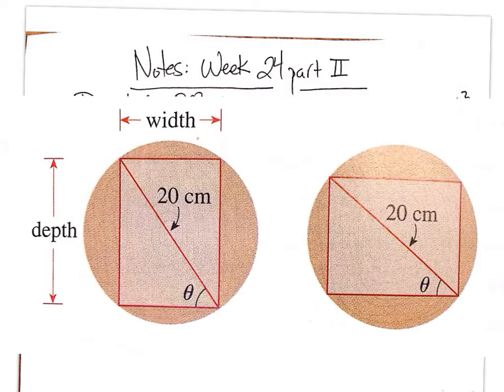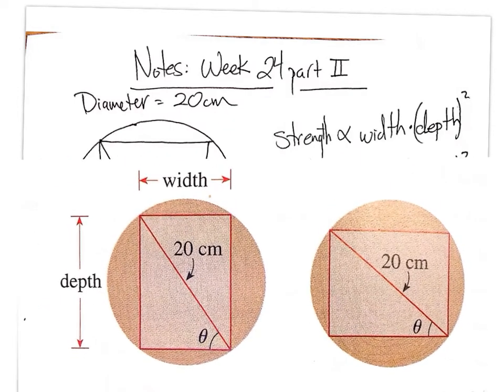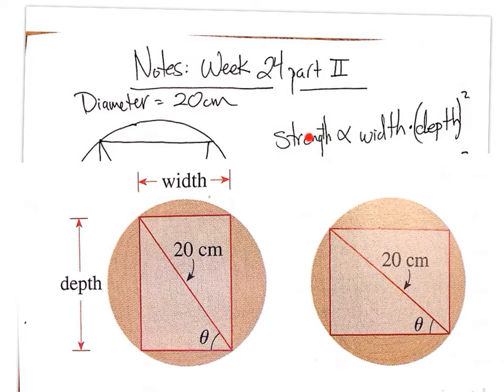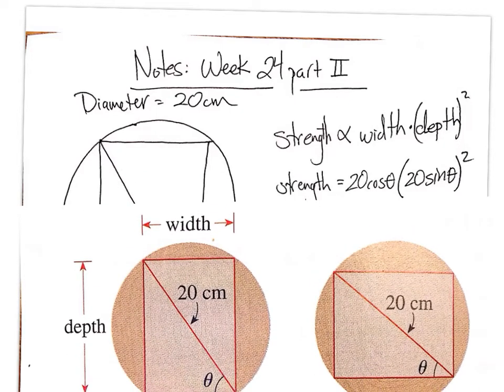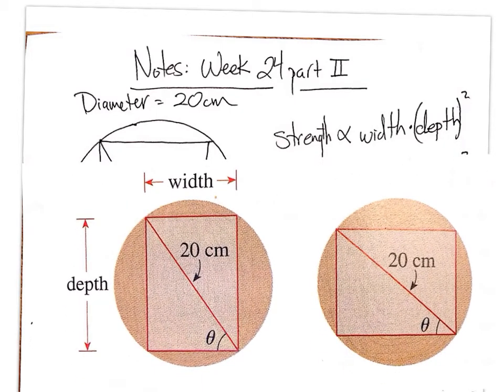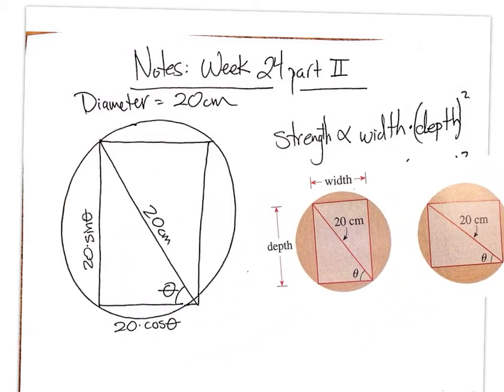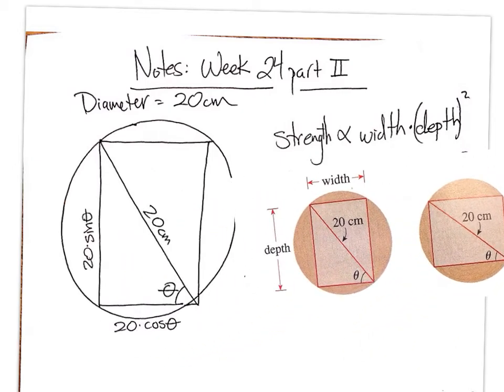So the way we would express that mathematically is we could say the strength is proportional to the width times the square of the depth. The alpha sign means proportional to, and proportional to means that if this stuff doubles and this doubles, the strength is related to it.